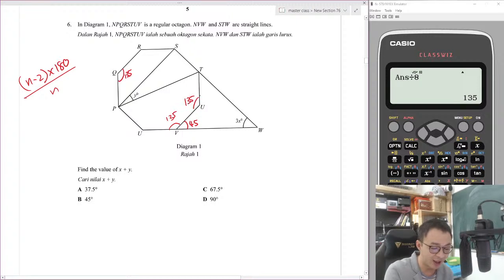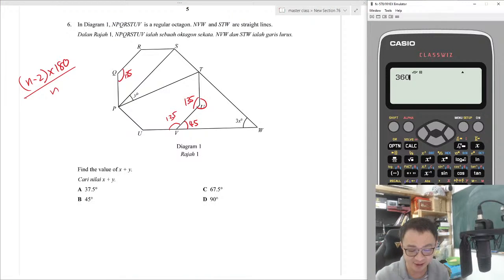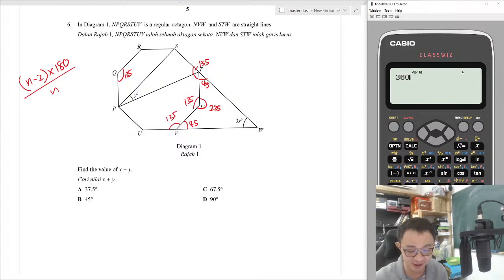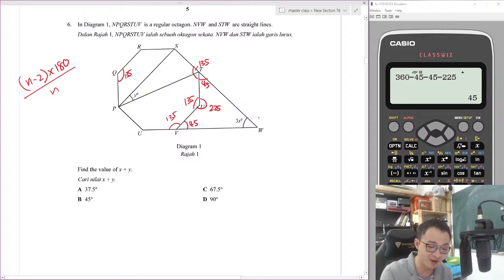Okay, so if you understand 135 each, then at least you know this one will be 45. If this is 135, the other side should be 360 minus 135, isn't it? This is 225. So here will be another 45, because beside here is 135. Then we can find the 3x by using 360 minus 45 minus 45 minus 135. Oh sorry, why minus 135? My bad. Minus 225. So this is 45 degrees equals 3x. So x will be 15 degrees.